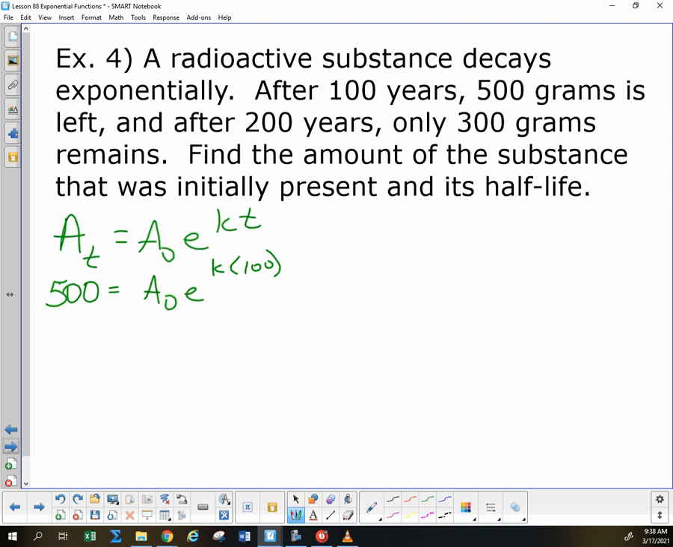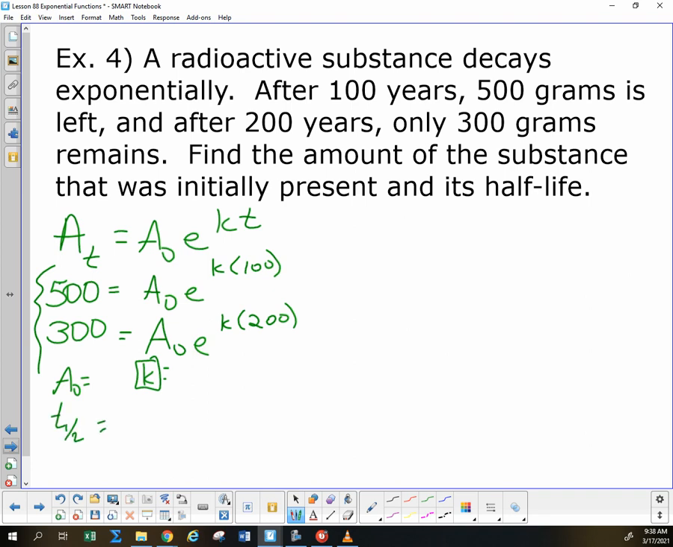And then I can do after 200 years, the amount is 300. And then I've got a system that I need to work through and solve. And I can do that, and I can model some things for what that would look like if we want to do that. And then we need to find the amount at time 0, and we'll figure out what our K is, and then we'll figure out the half-life.